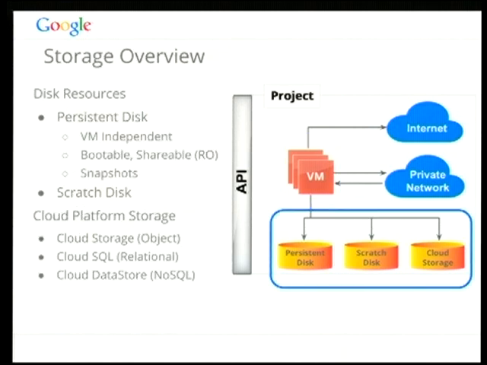Please do stop me if you have any questions as well. So virtual machines need disks. They need to be able to boot. They need to have places where they can store data temporarily or permanently. So the two offerings we have in terms of disks for the virtual machines are persistent disk and scratch disk.